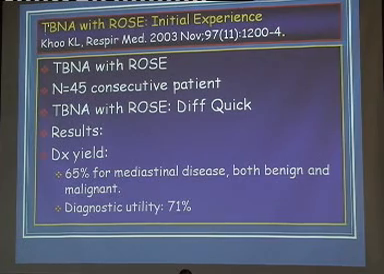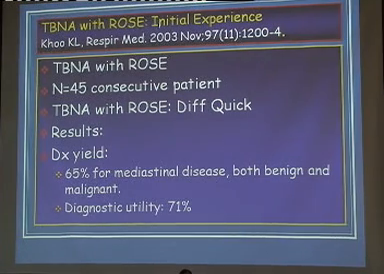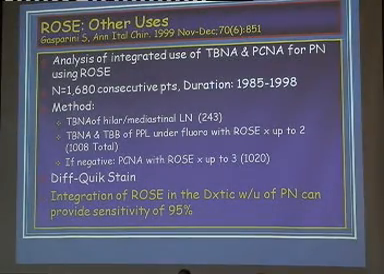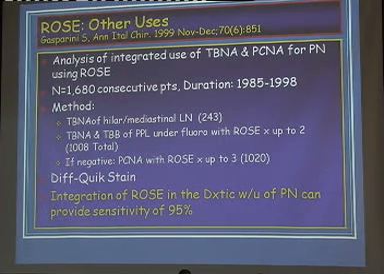TBNA with ROSE, as it is shown in this particular study, which was published in 2003. TBNA with ROSE, 45 consecutive patients. The Diff-Quik method was used. Diagnostic yield was 65% for mediastinal disease, both benign and malignant, and diagnostic utility was 71%. Besides just doing simple TBNA, you can use ROSE for other things as well.